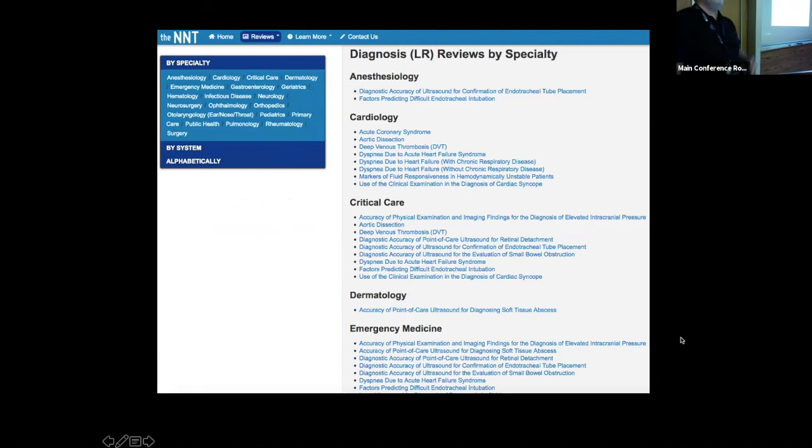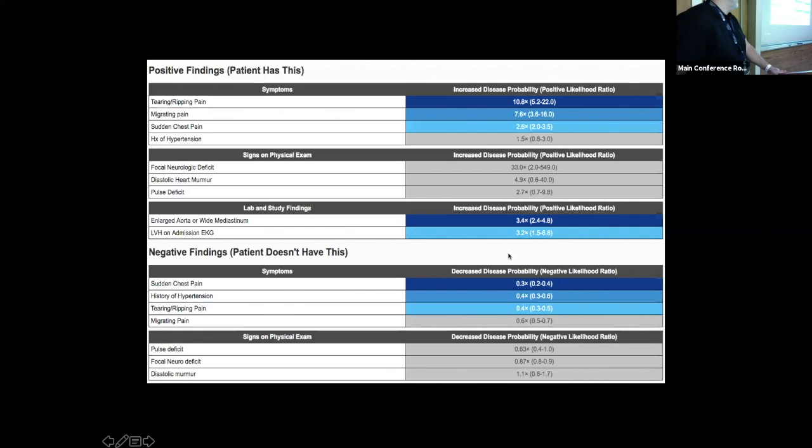The correct answer is thenntonline.com. So this is a shameless advertisement. You can quickly go to NNT.com, and this is an example of an NNT for aortic dissection, and we highlight them by color. So if they're gray, the likelihood ratio is useless. It doesn't change your post-test probability. If it's dark blue, it does change your post-test probability. So if you click on the dark blue, you get something.